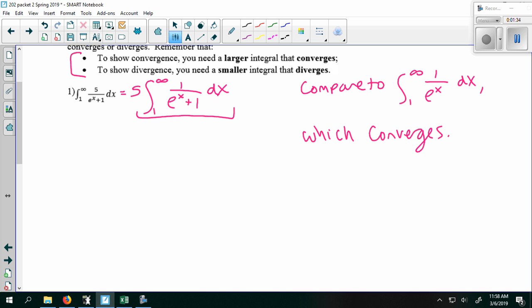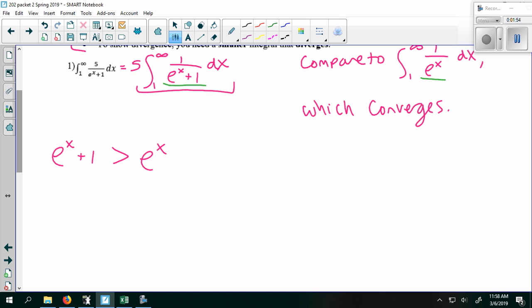Okay, so I'm going to compare e to the x plus 1 to e to the x. So the denominator of my integrand to the denominator of the comparison integrand. So e to the x plus 1 should be bigger than e to the x, which means that the reciprocals, 1 over e to the x plus 1 compared to 1 over e to the x, should be the reverse inequality. A larger denominator makes a smaller fraction. So my integrand, 1 over e to the x plus 1, is smaller than a convergent integrand.